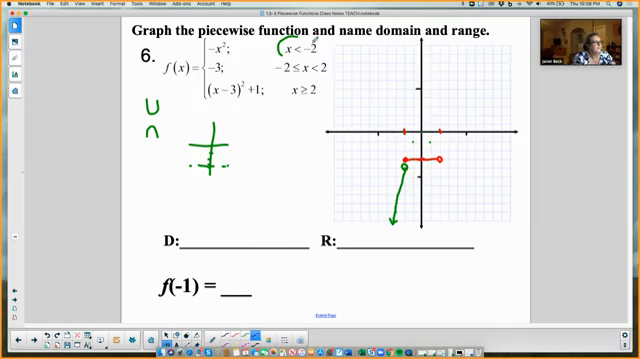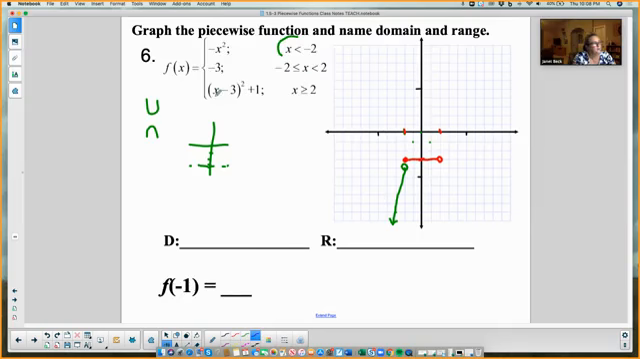And the final interval. There were 3 parts to this piecewise function. Our final interval of our domain is all x values from 2 to infinity. We're going to graph (x - 3)² + 1. Oh, let's think about this. That would be a happy parabola again.